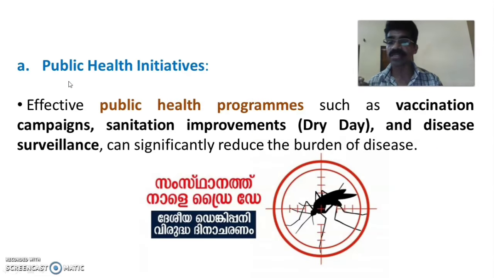So the first sub-factor is public health initiatives or programs. Effective public health programs, such as vaccination campaigns and sanitation improvement programs, can significantly reduce the burden of infectious diseases. For example, you know that the government celebrates a dry day once a week to prevent vector-borne or insect-borne diseases. Disease surveillance is conducting an epidemiological survey for early detection of the outbreak or epidemic of any disease. So public health initiatives or government health-related programs all influence positively the health and well-being of the public.